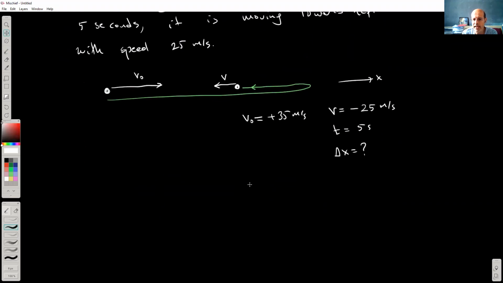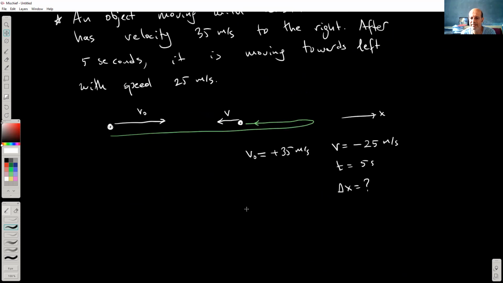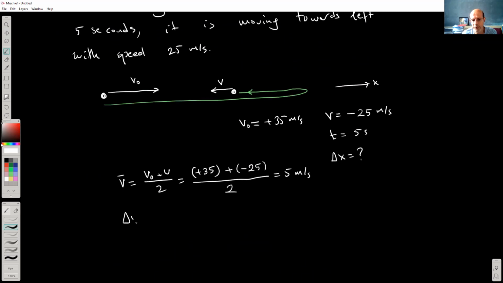So a sign should not have such a cost. You can solve the problem in the same way. The average velocity is basically the arithmetic average of the initial and the final velocity. So this is plus 35, I'm adding this with the final velocity, which is minus 25, and dividing by 2. As a result, the average velocity is 5 meters per second. And therefore the displacement is 25 meters in the positive direction.